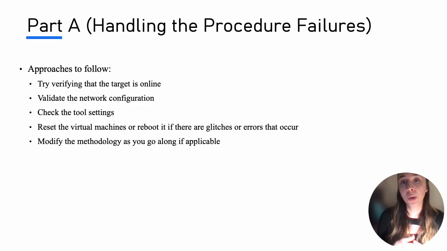So next up is handling procedure failures. If something were to go wrong, it's important to first verify the target is actually online and reachable. Then you can confirm network settings such as IP, host-only versus NAT, or a bridged adapter. Next, check your tool configurations and options. If the VM or tools behave oddly, I would recommend restarting the affected VM or rebooting the host VM. If needed, adapt the test method, document the change, and continue on.